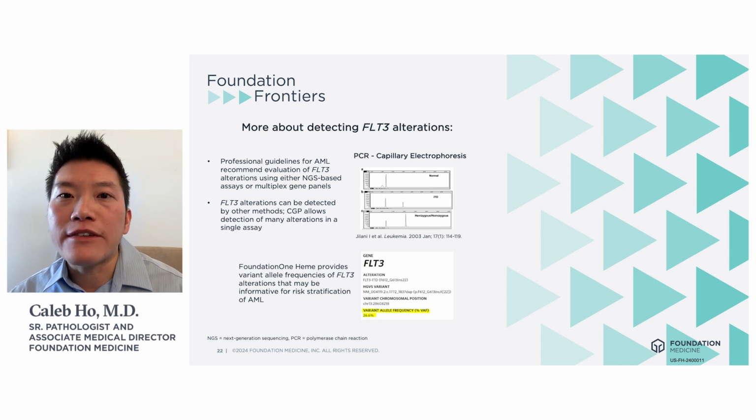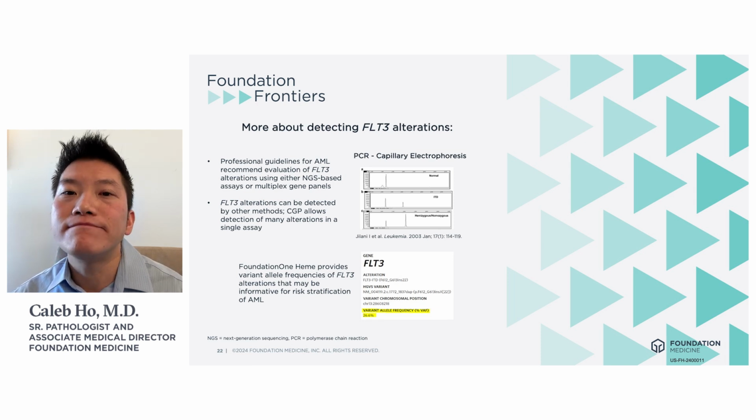Besides NGS-based assays, FLT3 alterations can also be detected by other methods, such as PCR with primer sets amplifying a specific portion of the FLT3 gene, followed by capillary electrophoresis. Nevertheless, CGP allows for detection of many alterations in a single assay, not just FLT3. Furthermore, Foundation One Heme provides information on variant allele frequencies that can be informative for risk stratification of AML.